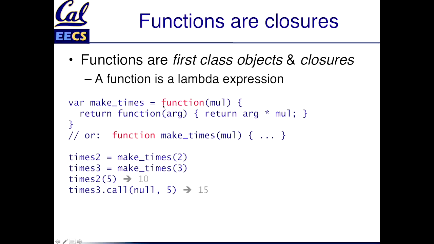So make times is a function of one argument that returns a function that essentially has captured this argument in a closure, right? So we can do a make times of 2 and a make times of 3, and then we can use them as functions.